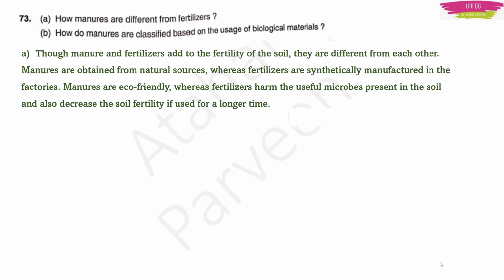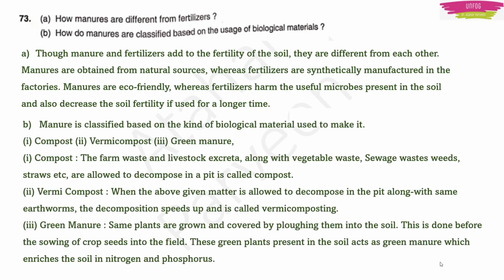Now let's talk about how manures are classified based on usage of biological materials. Actually, they are classified as compost, vermicompost and green manure. So this much answer is enough. I have given what is compost, vermicompost and green manure just for your extra information. Okay. For a 3 marks question, you write the differences and then you classify them as compost, vermicompost and green manure.